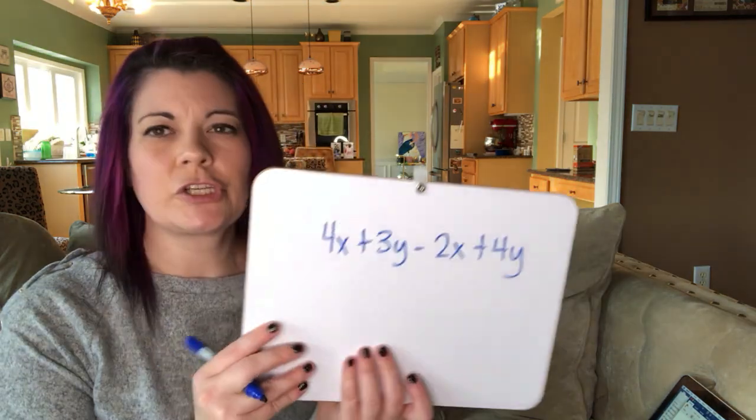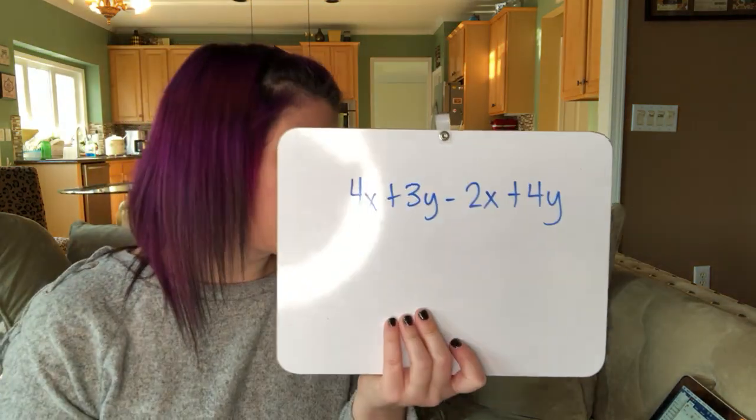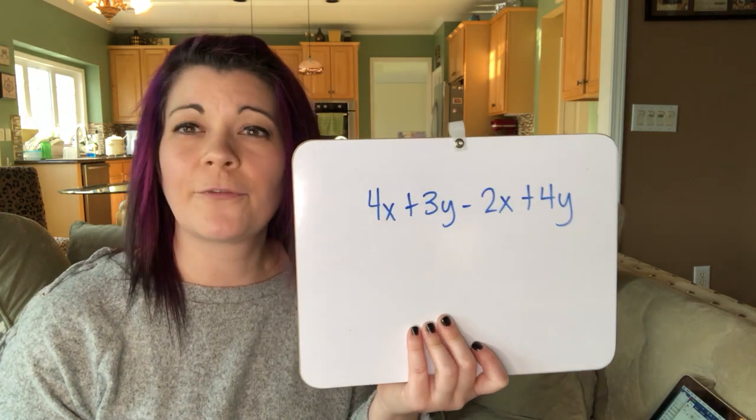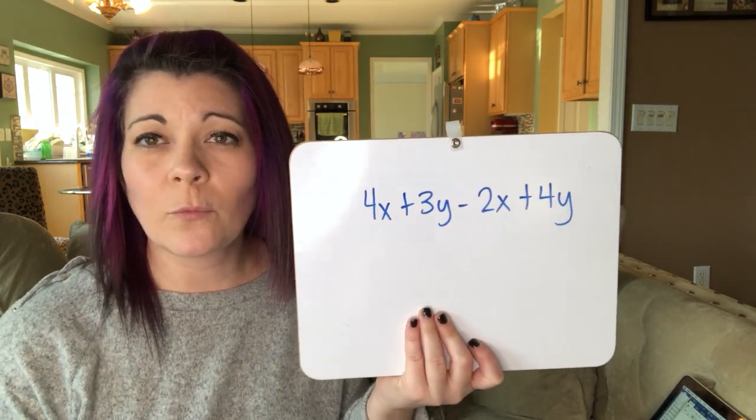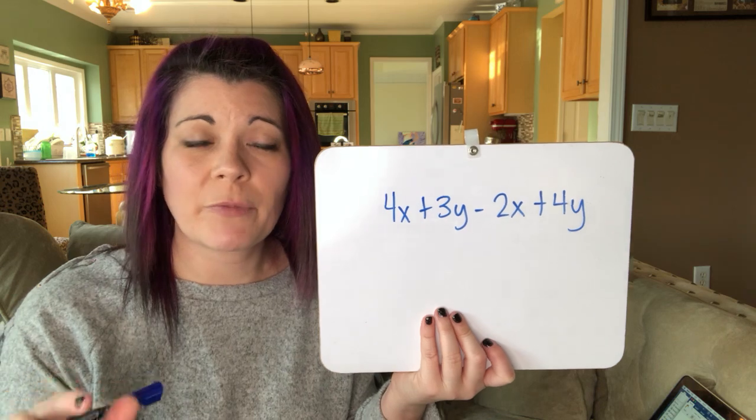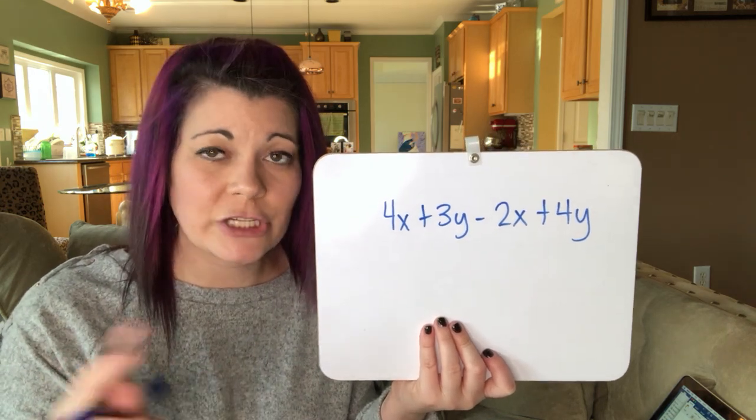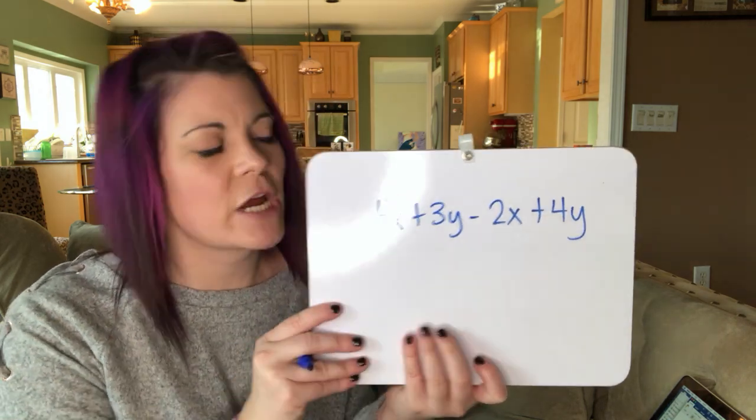So it does get a little harder if you get more than one operation. In this case, we have 4 terms here: 4x plus 3y minus 2x plus 4y. So we want to combine like terms. Remember, we can only add and subtract like terms.